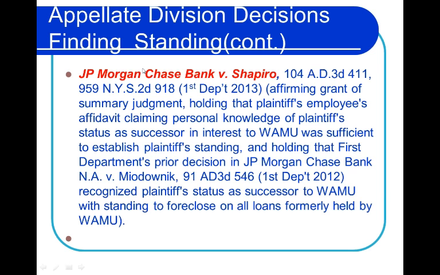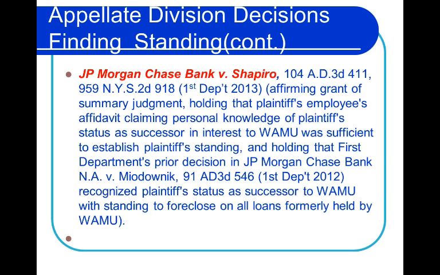And in the interest, I want to actually go back on that one, because this Shapiro case presents another wrinkle on these facts, where here the plaintiff was able to establish its standing on the strength of a prior decision of the First Department, which basically recognized that J.P. Morgan Chase, as the successor to WAMU, had standing to foreclose on all those former loans.